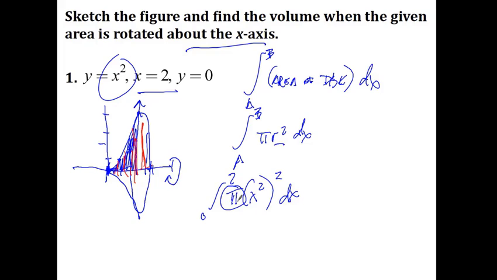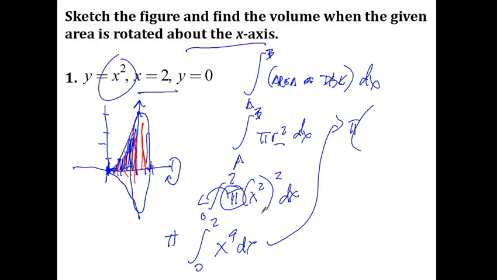So with any constant inside of the integral, you can take that out. Make it a little bit easier on yourself and just worry about it at the end. So I have here, inside the integral, x squared squared, which is x to the 4th. So now I just take the antiderivative of this, which would be pi. The antiderivative of x to the 4th is 1/5 x to the 5th. We're going from 0 to 2.